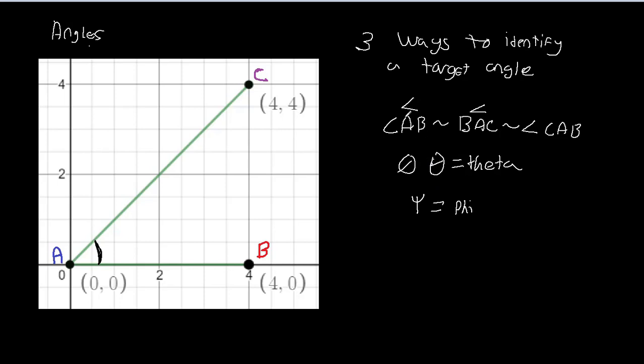Right, so these are the three ways you can identify an angle. You can either identify it by its three constituent points, or you can see it identified using a variable such as theta or phi.